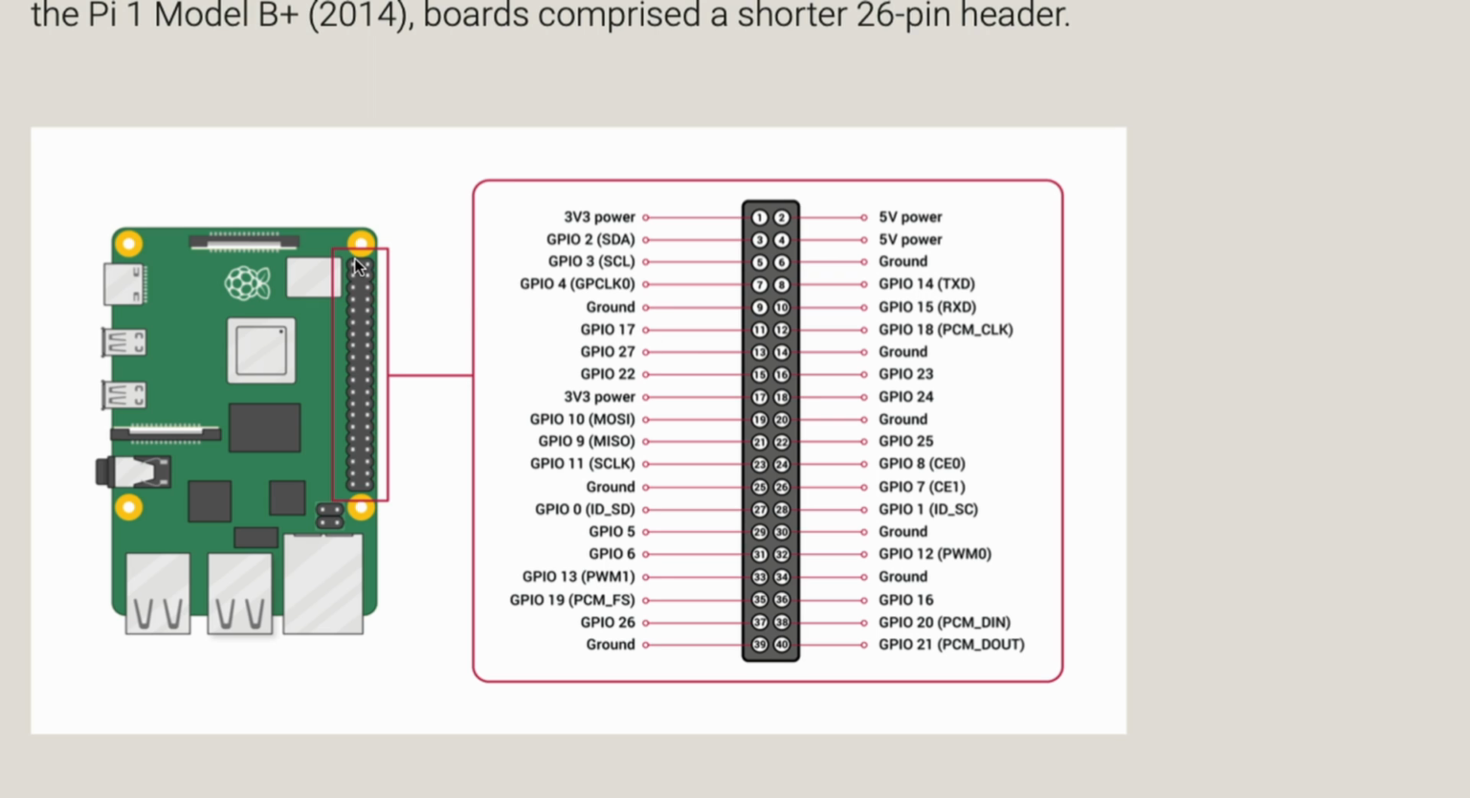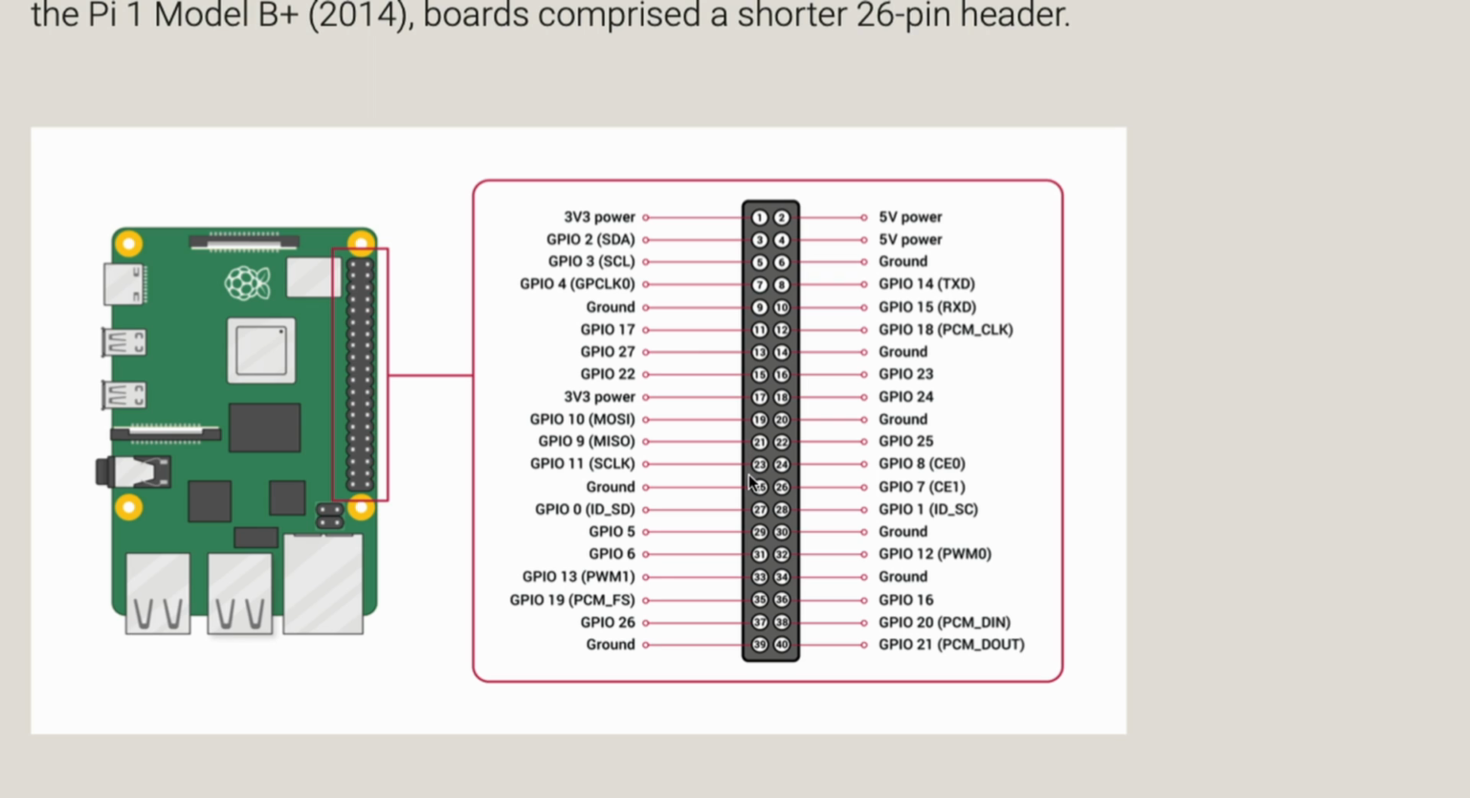So basically, when you're looking at the board this way, this is the pin diagram, the pin labeling for what these different pins are. On the top left-hand side, you have the 3.3 volt power. Under that, you have GPIO 2 and GPIO 3, SDA and SCL. You will remember those from the Arduino world. Then you have GPIO 4, then ground, then GPIO 17, 27, 22. Then a 3.3 volt, then 10, then 9.